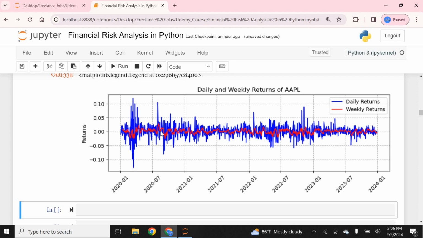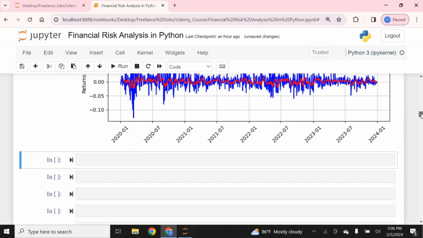The blue is the daily return, while the red is the weekly returns, and you can see the patterns. The next thing to visualize is the cumulative returns, which is the most important aspect of this visualization, because with that you're going to be seeing the trend right from January 2020 up to December 2023. So let's see how to do that.